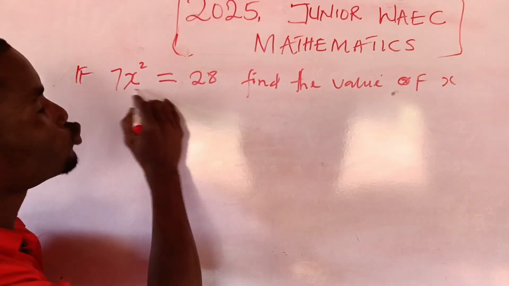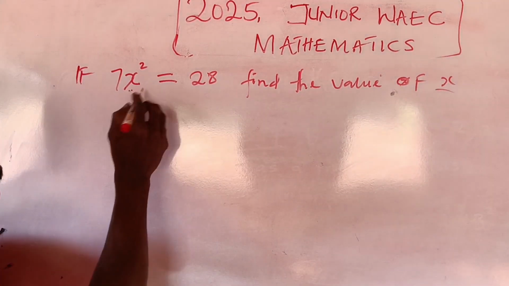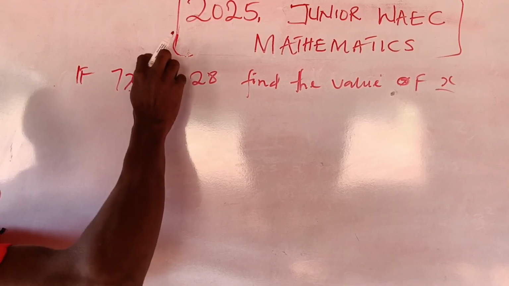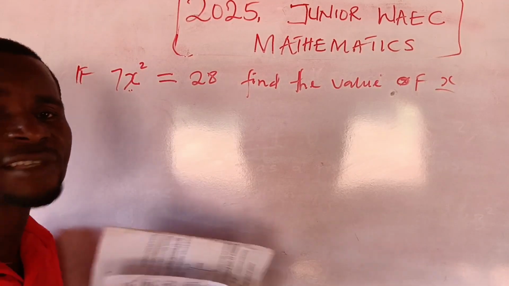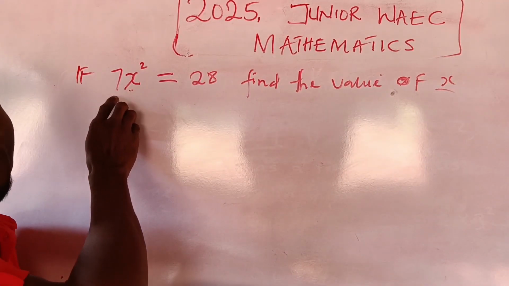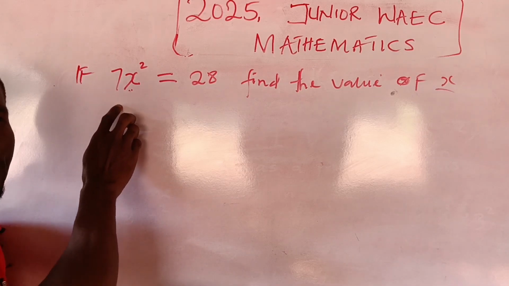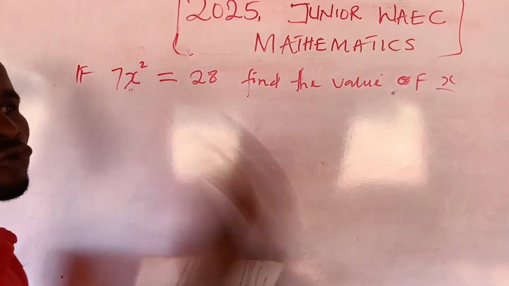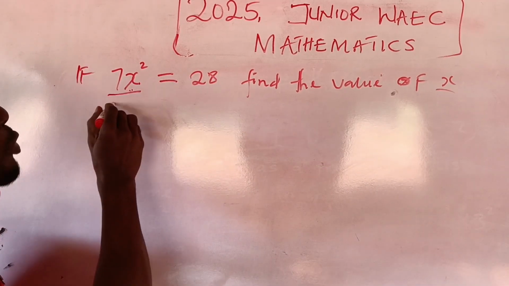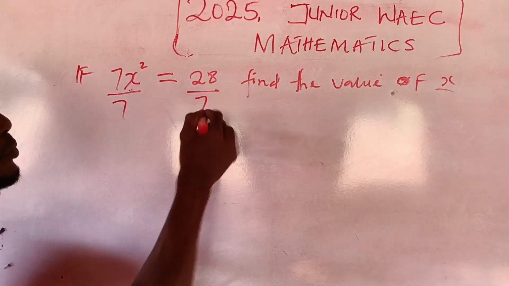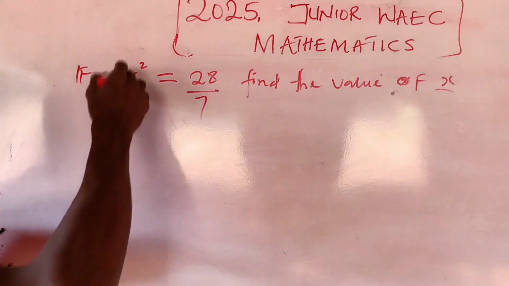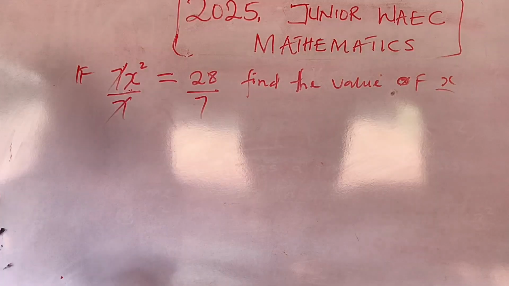The question is, we should look for the value of x, and this x is attached to 7 and raised to the power of 2. What do you do first? You must remove this attachment, this thing that is attached to the x they ask us to look for. Remove it. How do you do it? You divide both sides by 7. You divide it by this very one that is attached to it, so that this can be removed.